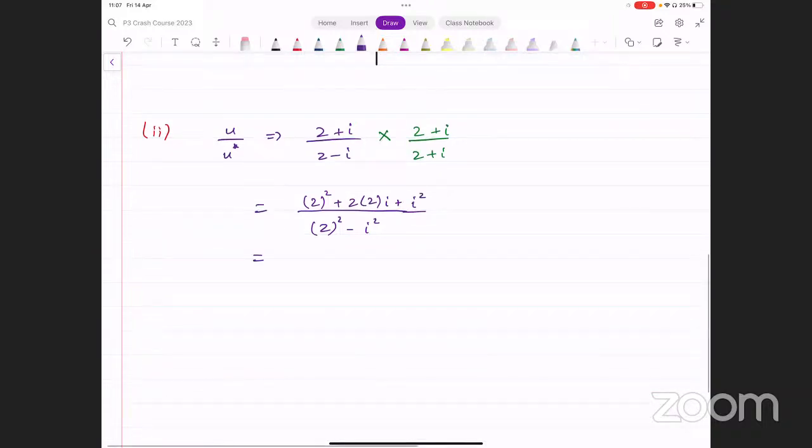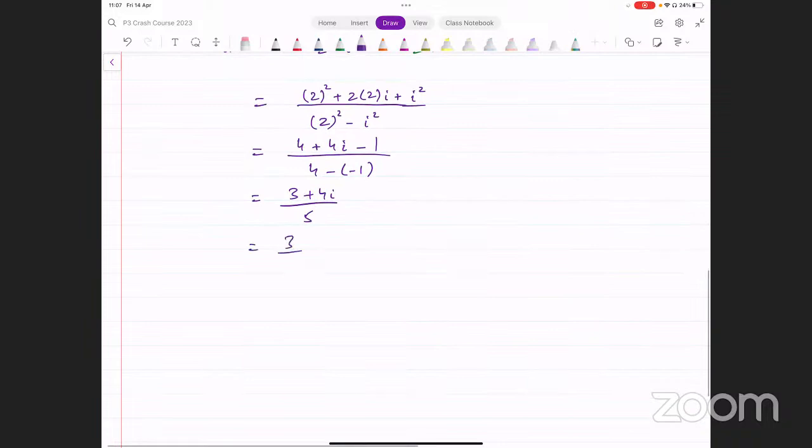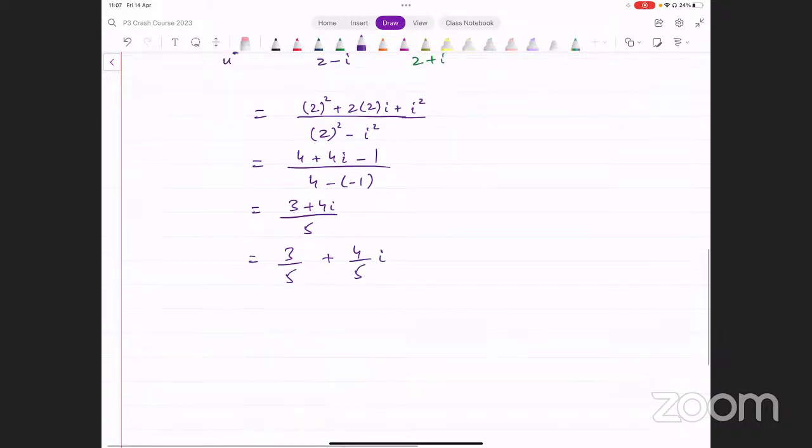Let's simplify this. In the numerator, we get 4 plus 4 iota minus 1. And in the denominator, we have 4 minus 1. And that simplifies to 3 plus 4 iota divided by 5. You can write these two terms separately so that the real part is separate and the imaginary part is separate. And we have 3 over 5 plus 4 over 5 times iota. This is what u over u conjugate turns out to be. This is what we had to do in the second part.